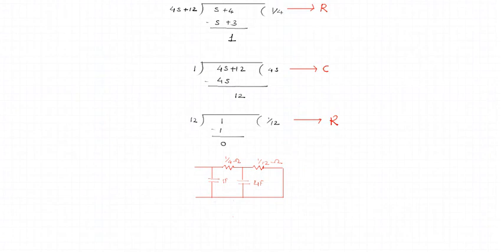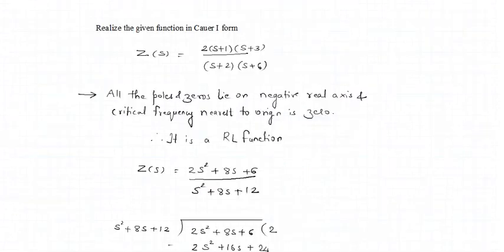Moving to the last example, we have been given a system and we have been told to perform the Cauer 1 realization of the system. As discussed, it is essential for us to identify the function to which the given driving point impedance belongs. So let us plot the poles and zeros of the system. The zeros of the system are -1 and -3, and the poles are -2 and -6. We observe that all the poles and zeros are on the negative real axis.